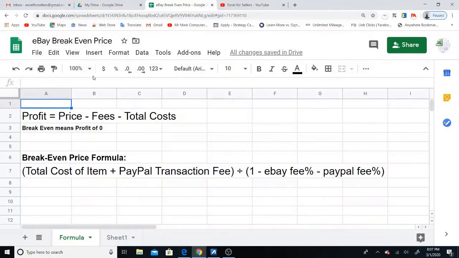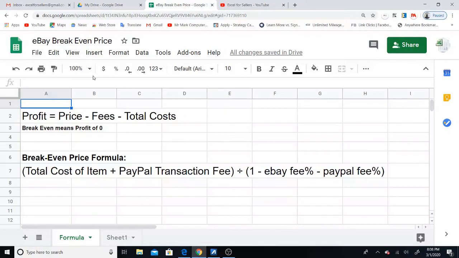And when I say total cost, I mean the cost of acquiring the item, and also the cost of getting the item out to your buyer, which would mean the shipping cost as well, right? So we need to know these three things to determine the profit. Now, the break even simply means when the profit of the item is zero, meaning we don't make any money and we don't lose any money.